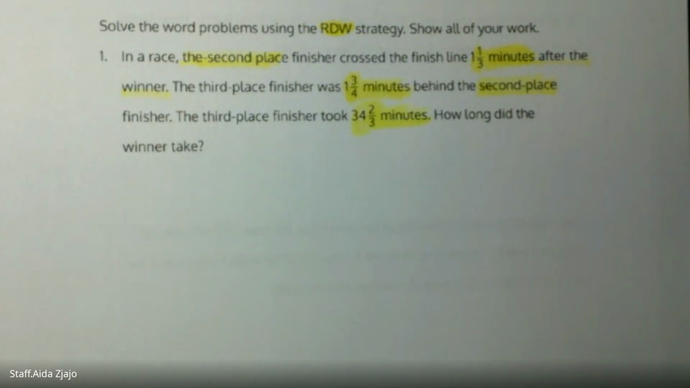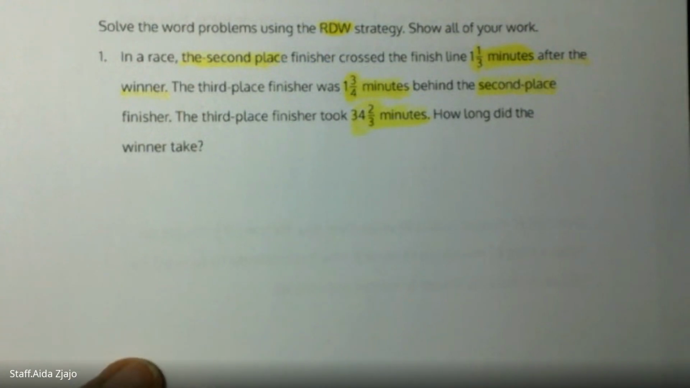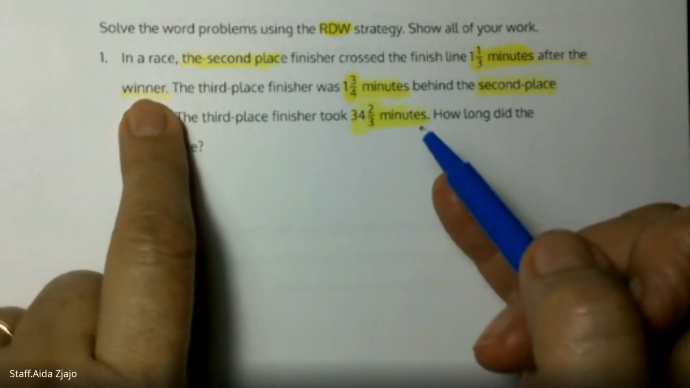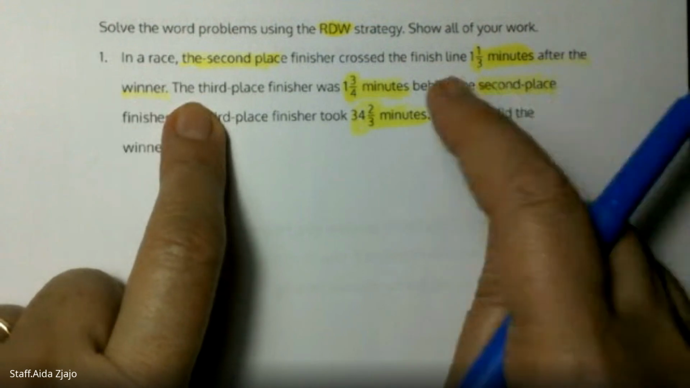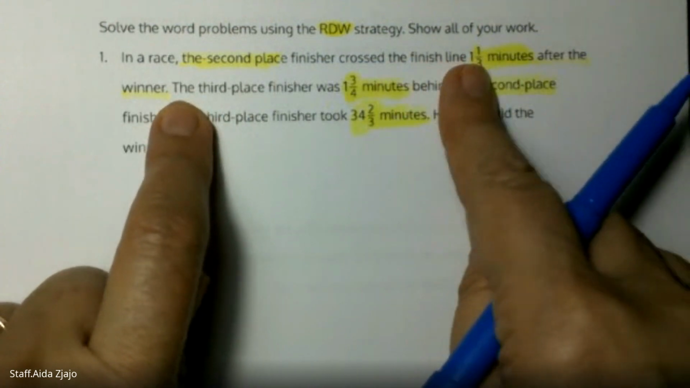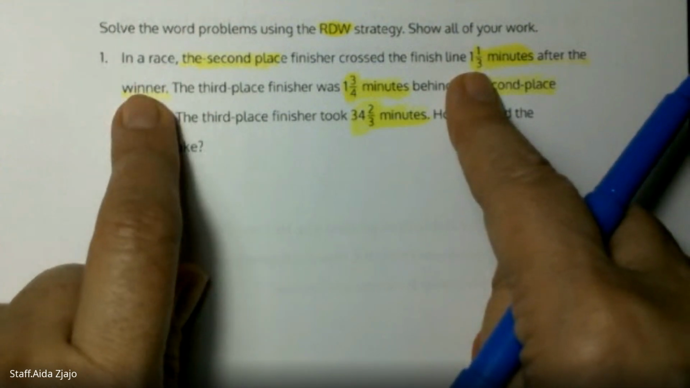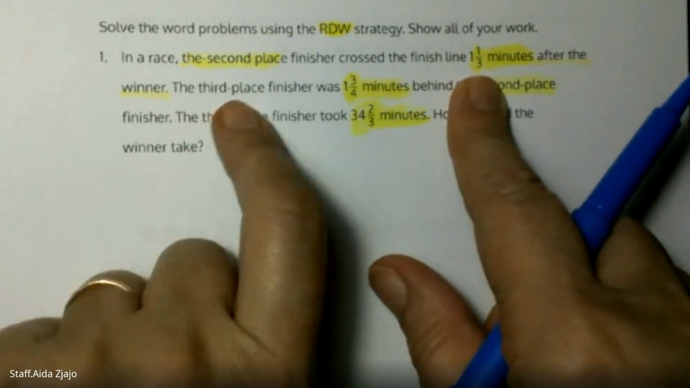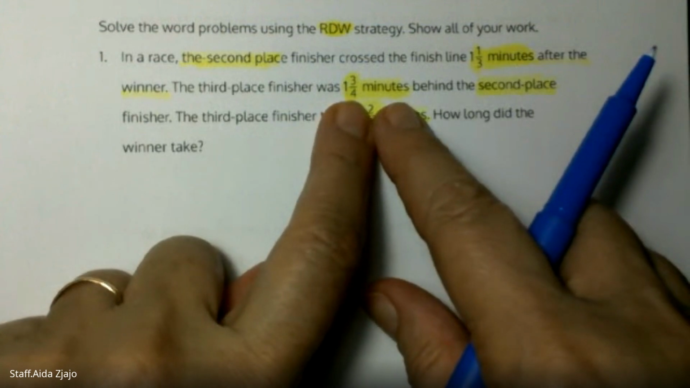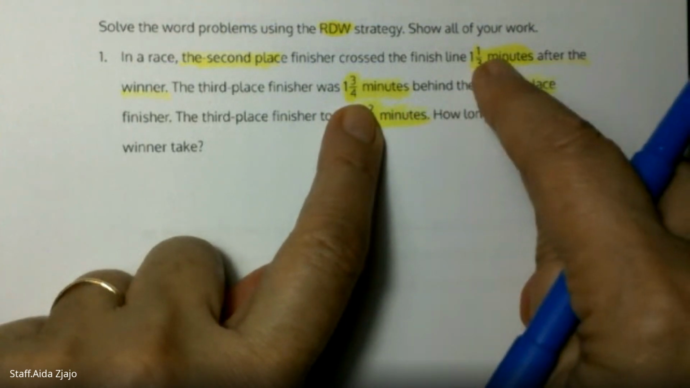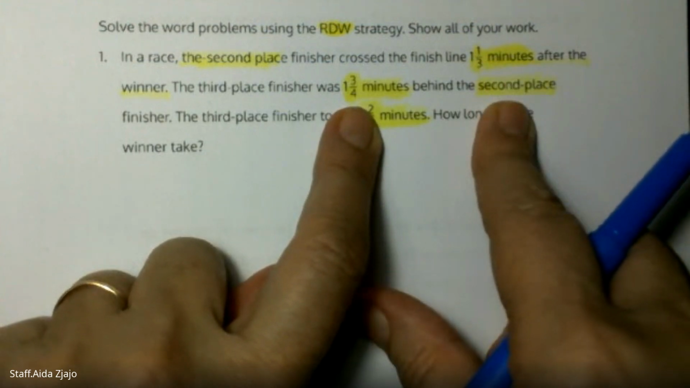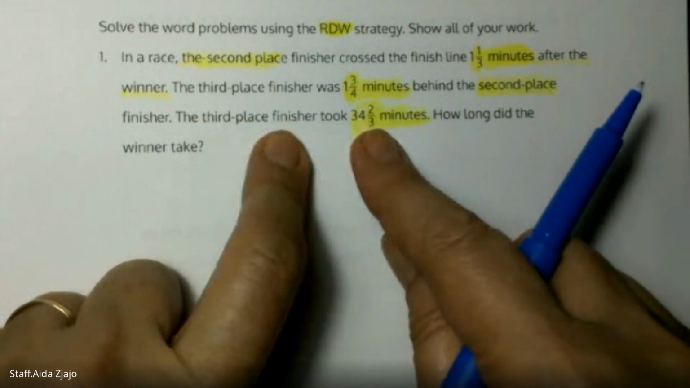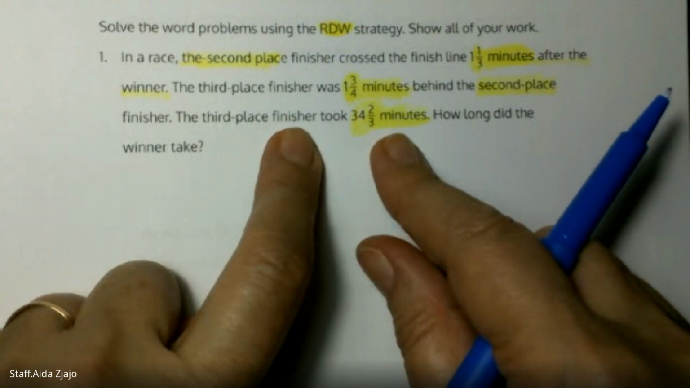Okay. So when we read, we understand that there is a winner, and then the second place was slower than the winner by 1 whole minute and 1/3. So the third place finished 1 3/4 minutes behind the second place. Then they gave us information about how long it took the third place to finish.